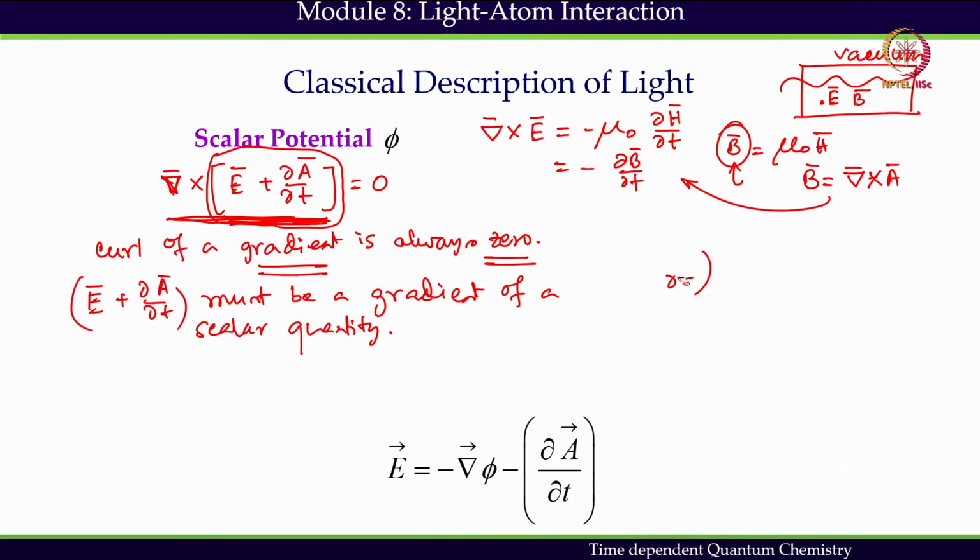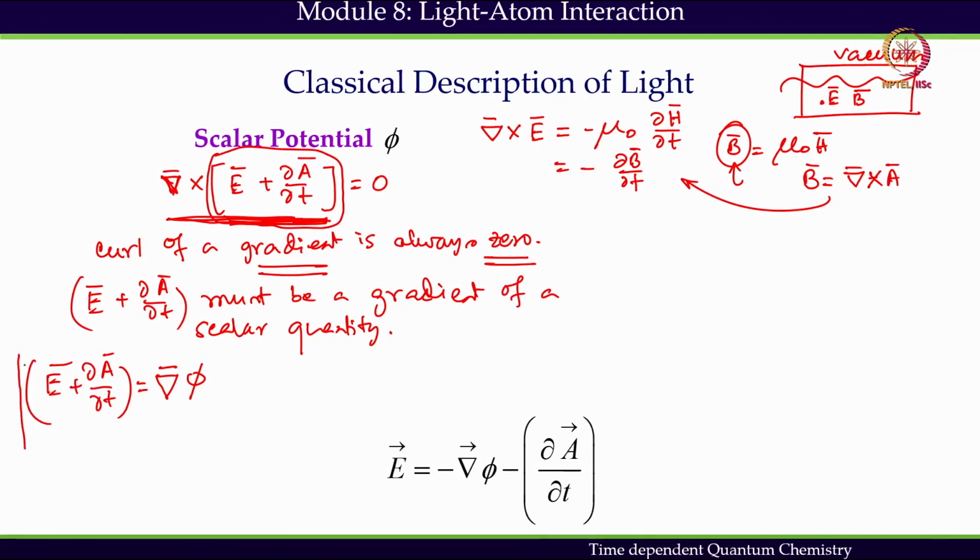If we take the gradient, which means that it has to be represented this way, the gradient of a scalar quantity, phi is a scalar quantity. So this is the scalar quantity we are defining, and this entire part, E plus the time derivative of A, has to be represented by it. What we are noticing here is that we are just making use of a pure mathematical concept to conclude something, and then we are trying to find out the physical meaning of it. We'll find out the physical meaning later.